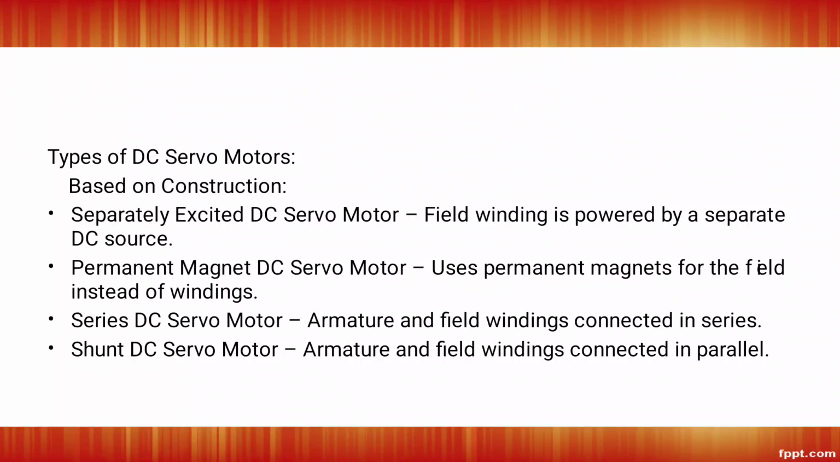Next are the types of DC servo motor based on construction. Based on construction, it may be separately excited DC servo motor, permanent magnet DC servo motor, series DC servo motor and shunt DC servo motor. For separately excited DC servo motor, the field winding is powered by a separate DC source. Permanent magnet DC servo motor uses a permanent magnet for the field instead of windings. Series DC servo motor, armature and field windings are connected in series. Shunt DC servo motor, armature and field windings are connected in parallel.